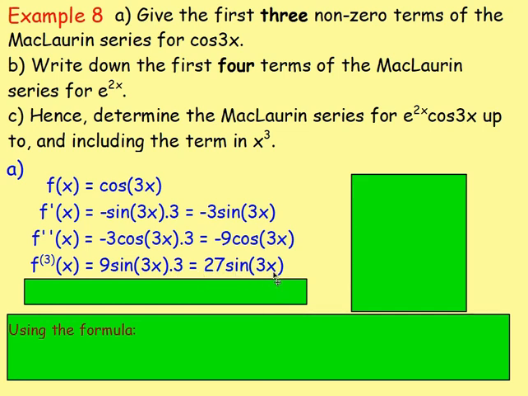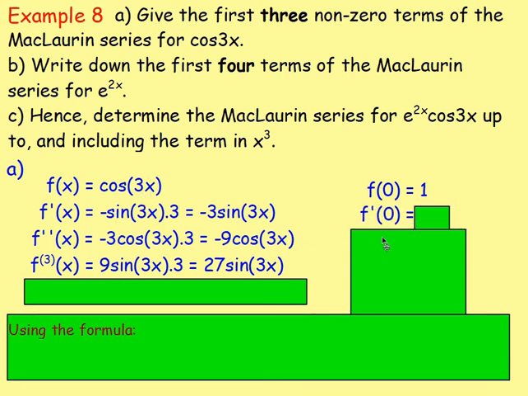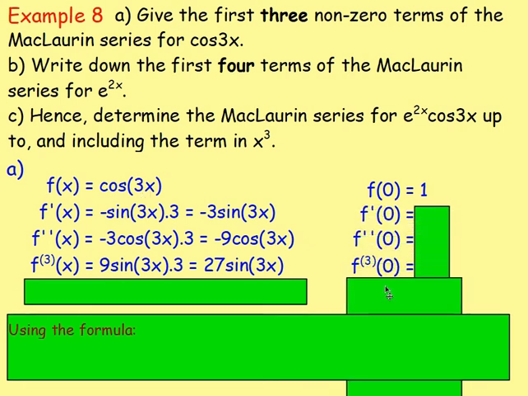If you evaluate them when x is going to be 0, well, f of 0 works out to be 1. Because you'd have cos of 3 times 0 is going to be cos of 0, which is 1. Work out f dash 0, f double dash 0, and then the third derivative when x is 0, well, you'd have negative 3 times sine of 0. Well, sine of 0 is going to be 0, so it's just going to be 0 times something, which is 0. Here you'd have negative 9 times cos of 0. Cos of 0 is 1, so you just have negative 9. For the third derivative, 27 times sine of 0 is again just going to be 0.